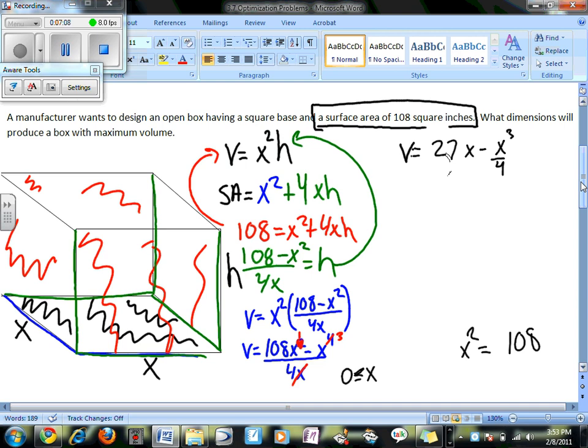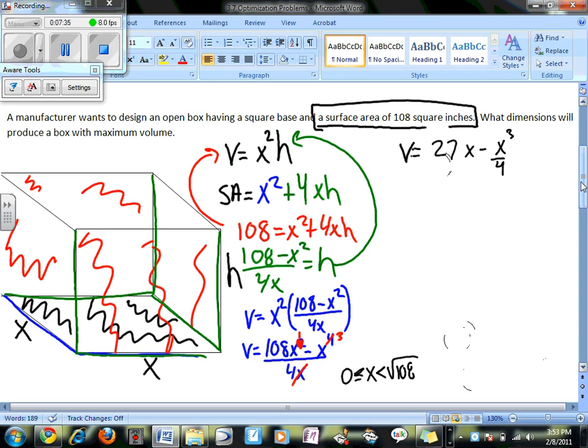So we know at the very least if one side took up 100 square inches, then we'd be in trouble. So let's just take the square root and solve for our very biggest, just one side of our base, which would be the square root of 108. So our values have to be in between 0 and the square root of 108, which is a little over 10. So we're looking at only values from 0 to a little bit over 10.